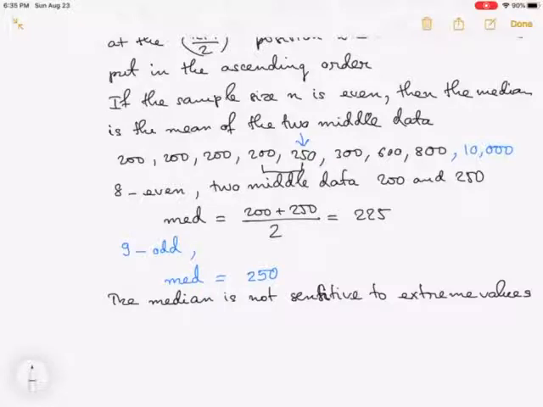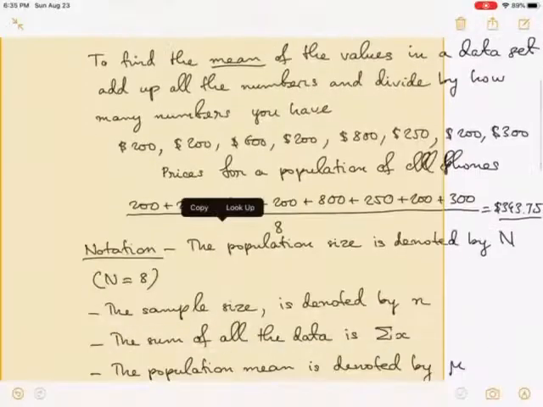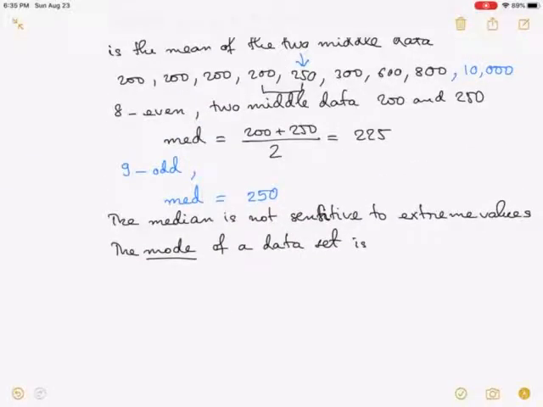Okay. So the next measure is the mode. The mode of a data set is the data value that occurs with the greatest frequency.